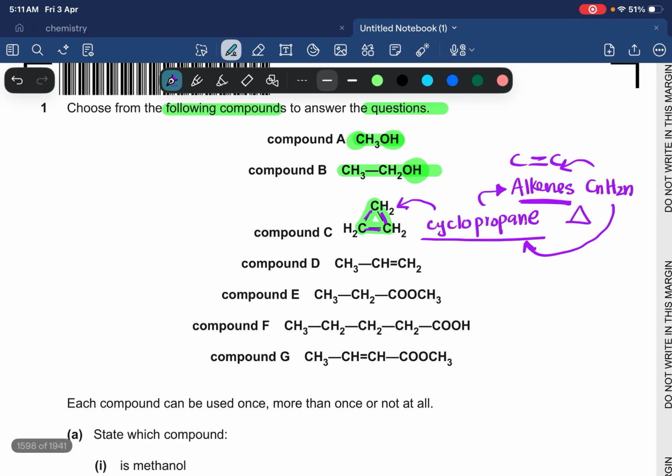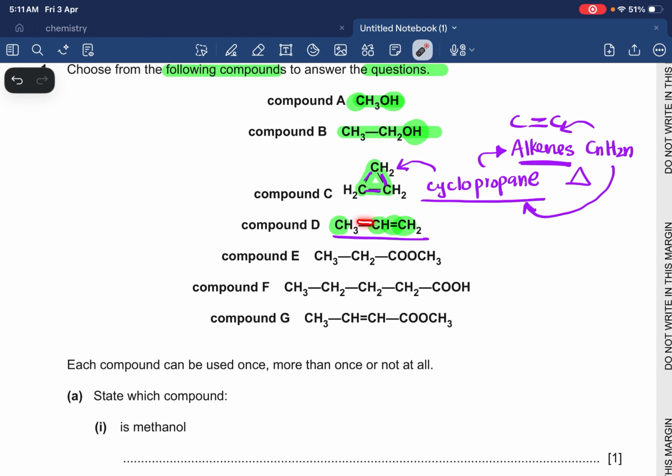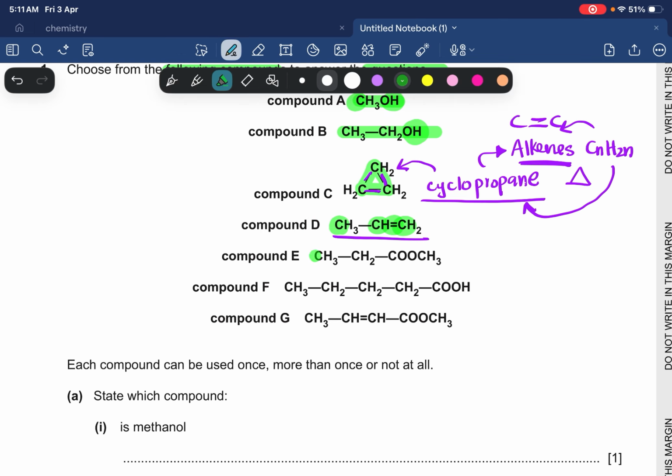Compound D is propene, and I know it because there are three carbons and there's a double bond. In propene, you don't have prop-1-ene or prop-2-ene, it's just propene, because if the double bond is here, we start the counting from here, and if the double bond is here, we start counting from here. Okay, then we have this thing.